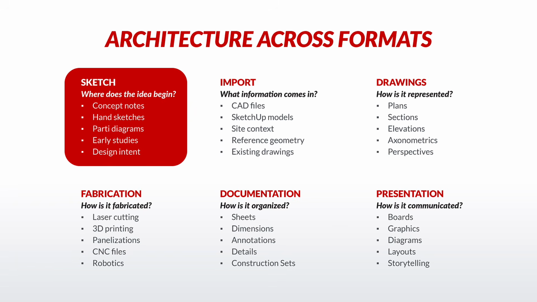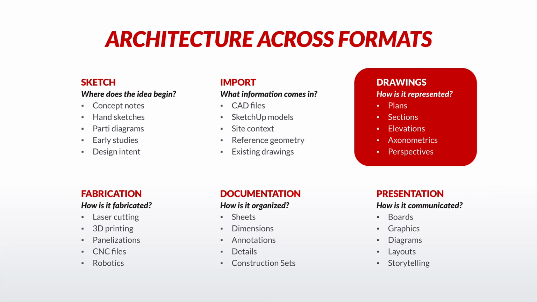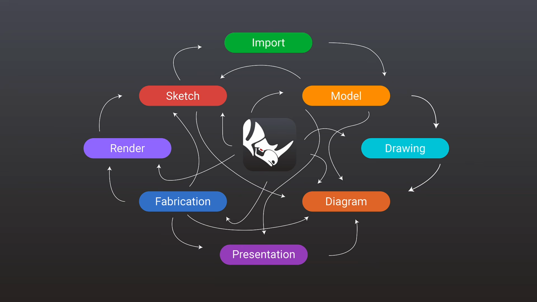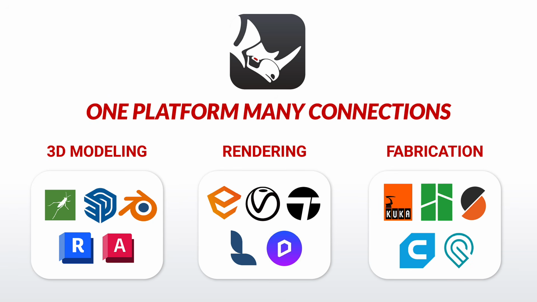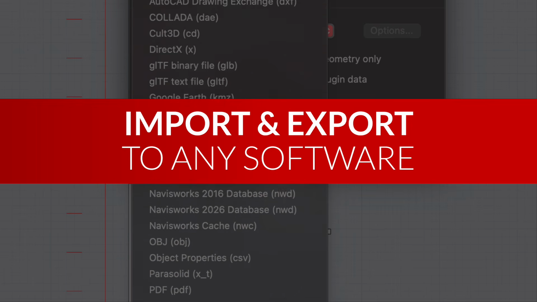A project might start as a sketch, be imported from somewhere else, turn into drawings, and eventually connect to fabrication, documentation, and presentation. Rhino helps those stages stay connected. It can work with files, drawings, models, and methods you may already use, including SketchUp, CAD, rendering workflows, and fabrication outputs. So each stage doesn't have to start from scratch. Rhino helps the design process carry forward.